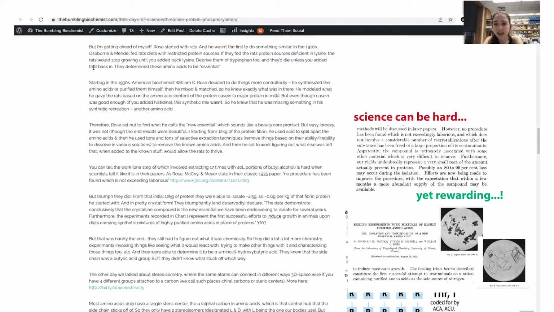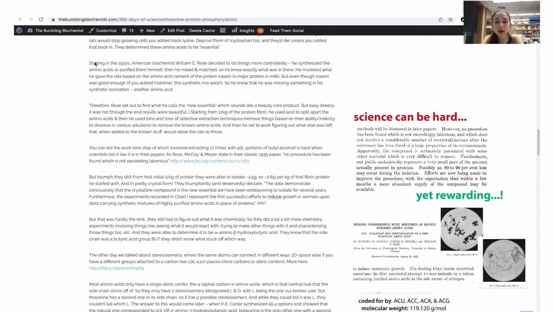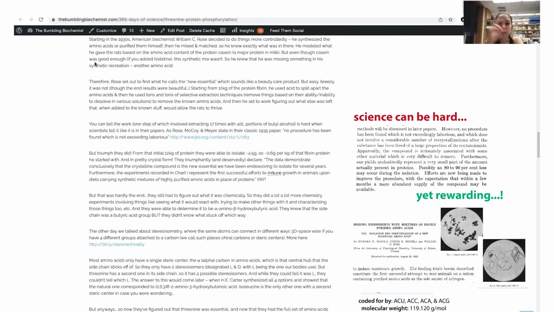And so he didn't just wing it. He modeled what he gave the rats based on the amino acid content of the protein casein, which is a major protein in milk. The milk was good enough if you added histidine, but the synthetic mix that he made, which is supposed to mimic the casein, wasn't. And so he knew he was missing something. He suspected he was missing another amino acid, and so he set out to find what he called the new essential.